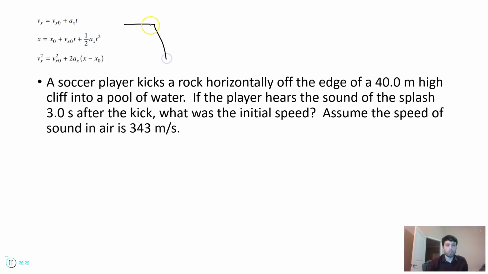All right. So, I just can't draw a straight line. That's a cliff. Whatever. Ball horizontally kicked, 40-meter high cliff. So 40 meters up from here down to the ground. I promise, I don't know why I can't draw straight lines. All right. Into a pool of water. So down here is water.